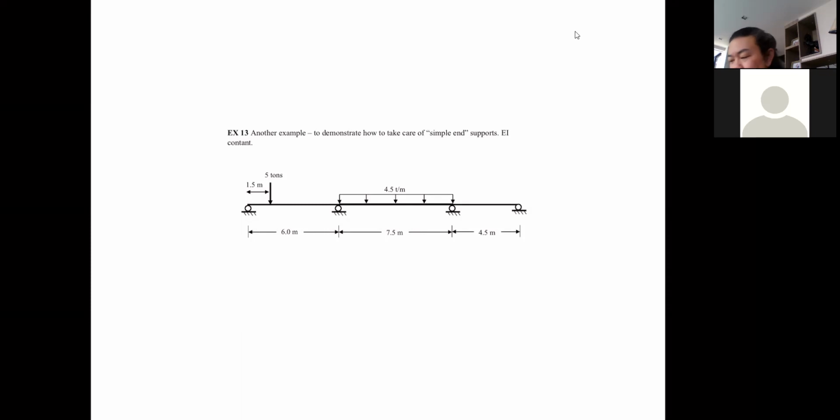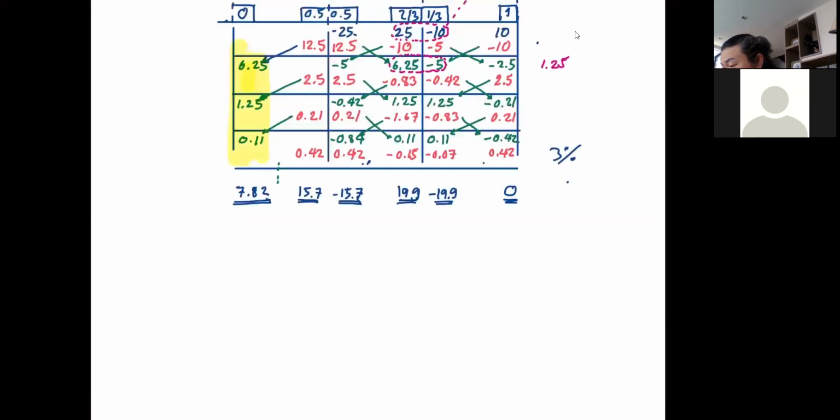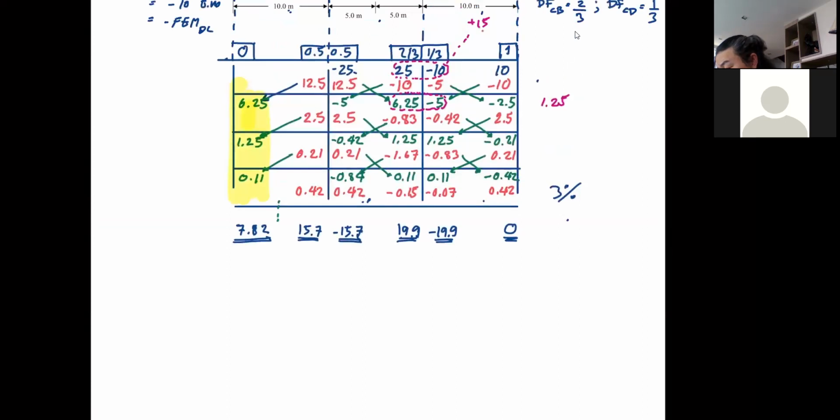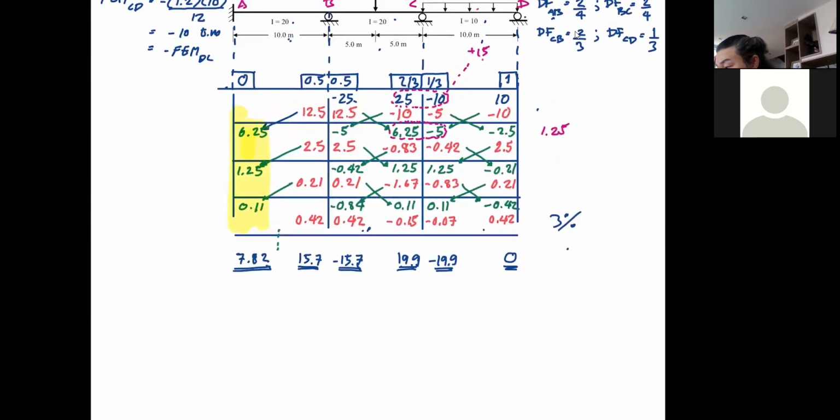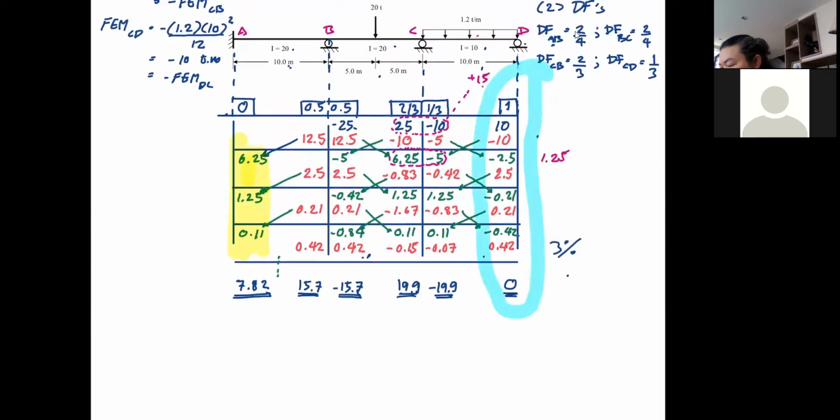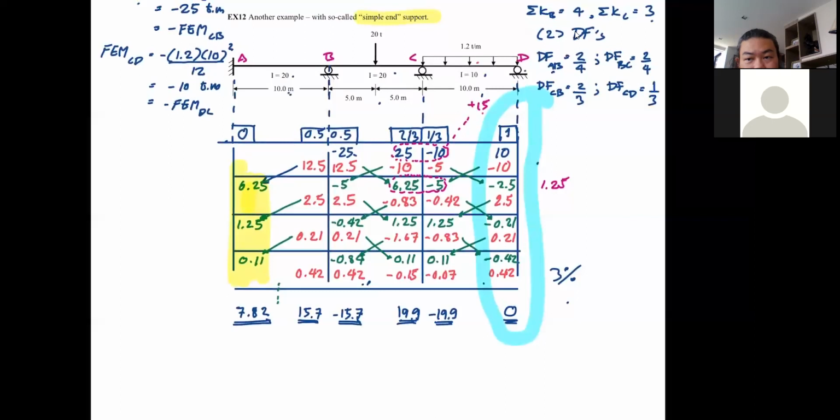And from the previous example, I shouldn't have scrolled down. Let me go back here. You see that we are repeating ourselves, at least in the region that we can call the simple end support. We all know that in the end, the moment here must be zero. So why keep distributing moment back and forth?